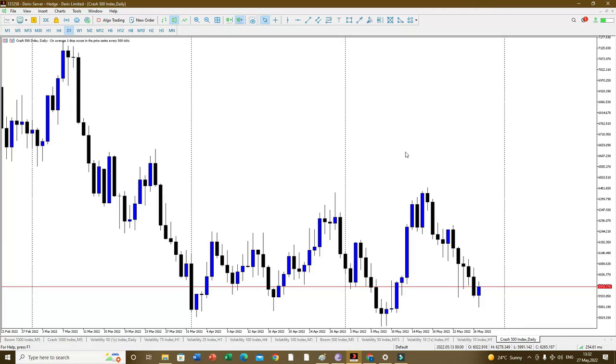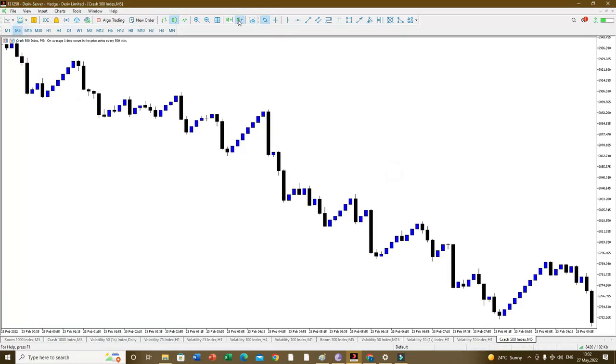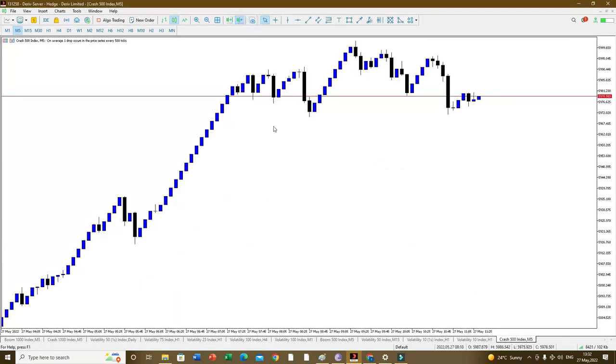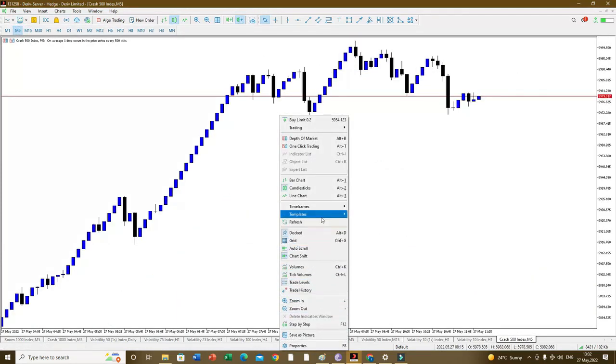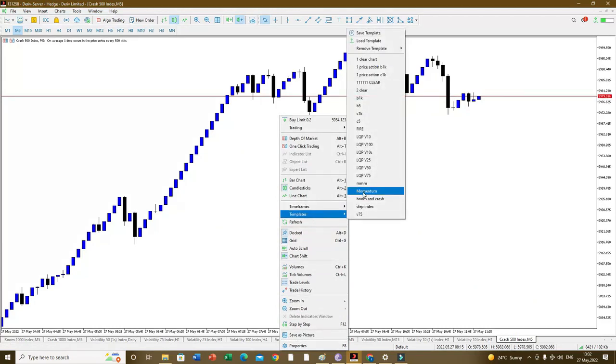On Crash 500, this trade, if you look in our channel, WhatsApp groups and the Telegram group, I've just sent screenshots of the trades that I have taken today, Crash 500 and Crash 1000. So on Crash 500, the previous day was bearish, as simple as that. So from the daily time frame, I go to the M5 time frame because I know already that my previous day was bearish.